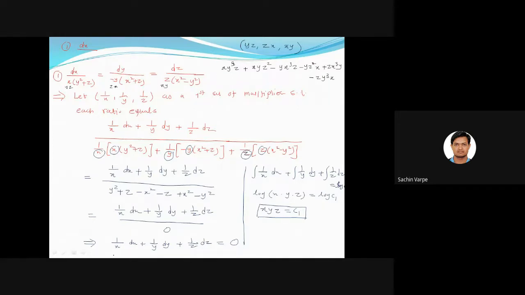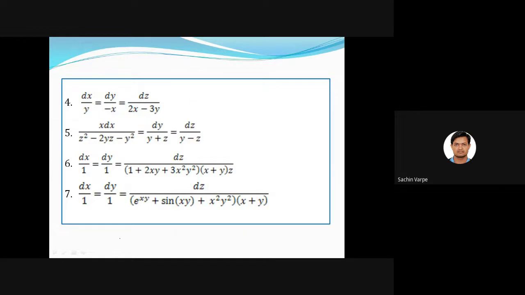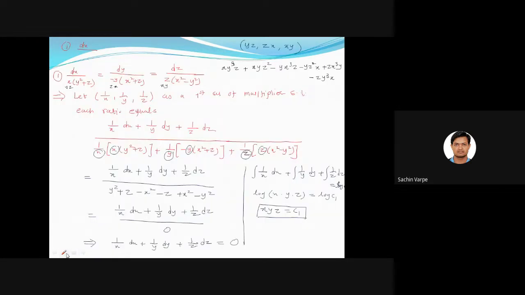Okay, so is it getting cancelled now? Just check. xy cube z, yes. Then xyz square, yes. Minus yx cube z plus yx, yes. Everything is getting cancelled and it gives the zero denominator. So yes, it works.